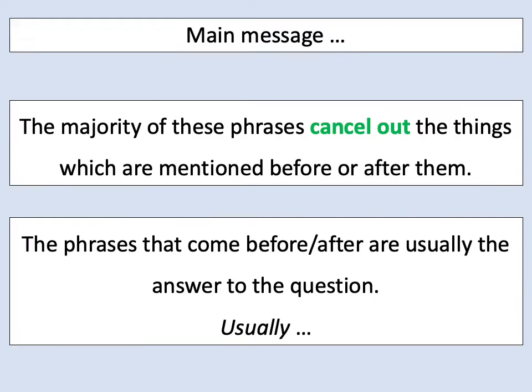The main message, the headline thing: the majority of the phrases that we're going to see here cancel out the thing or the things that have already been mentioned or get mentioned afterwards. From the perspective of the reading, you've got more time because you don't have the pressure that you've got in the listening, because you can go backwards and forwards as much as you want. That's a massive skill that you need to employ: to look ahead, look backwards, and then make a decision on how everything relates to each other.